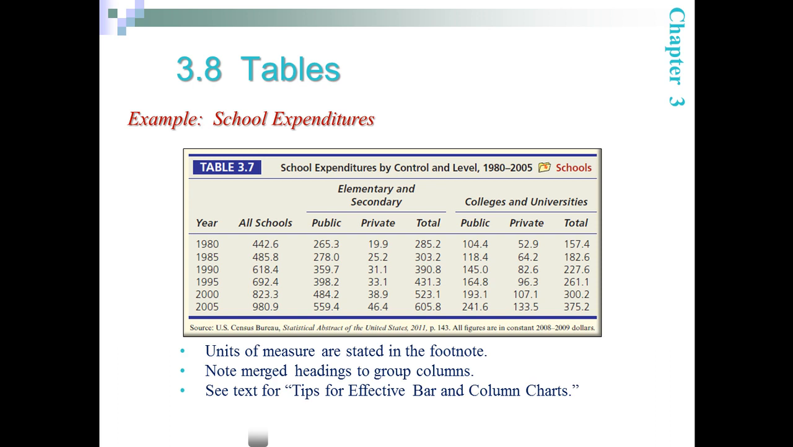Notice that we have the units of measure stated in the footnote, and this is the type of table that could easily be made into a bar chart or a stacked bar chart or a multiple bar chart, where each of the years 1980 has 1, 2, 3, 4, 5 different bar charts, or 5 different bars associated with each of them.